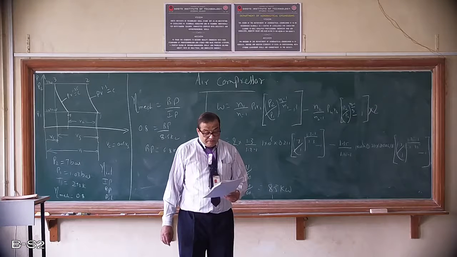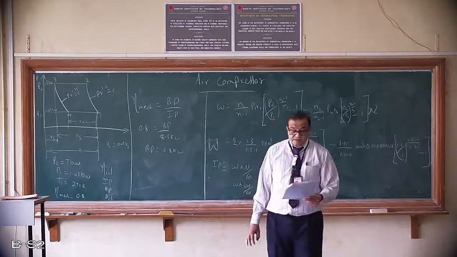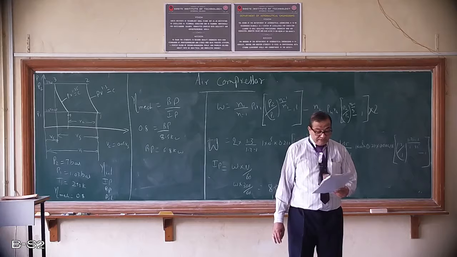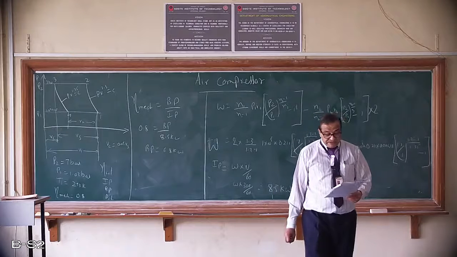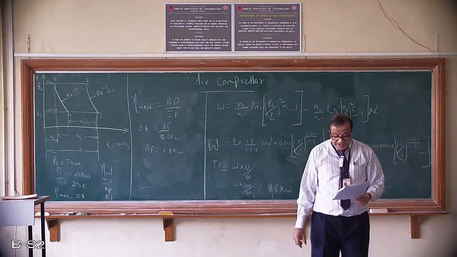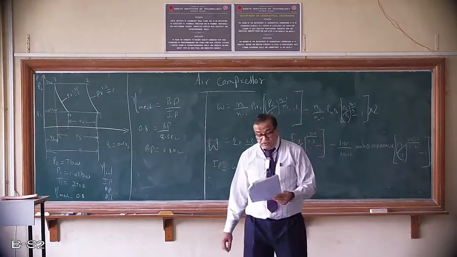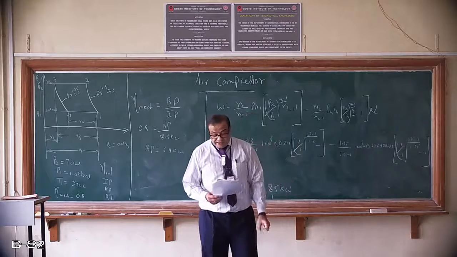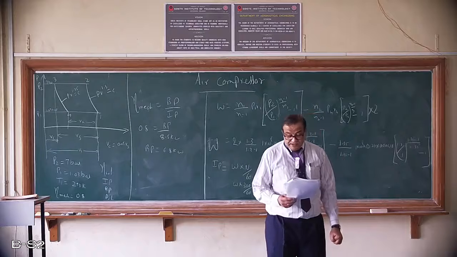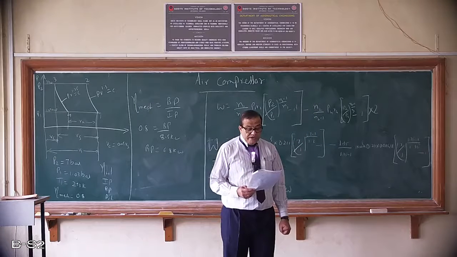Determine first the power required to drive the compressor. Second, the low pressure cylinder dimensions if length is equal to diameter, that is, if L is equal to D. And third, the isothermal efficiency when the intercooling is perfect.